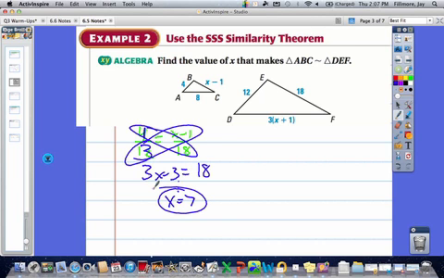And if you plug 7 in our other expression, you'll see that 3 times 7 plus 1, or 3 times 8, is 24. And 8 over 24 also reduces to 1/3. So it all checks out together.